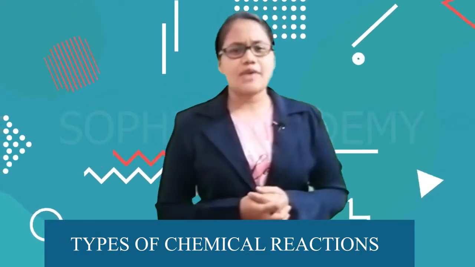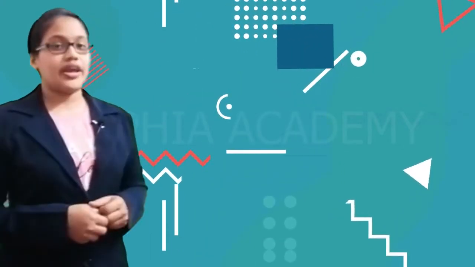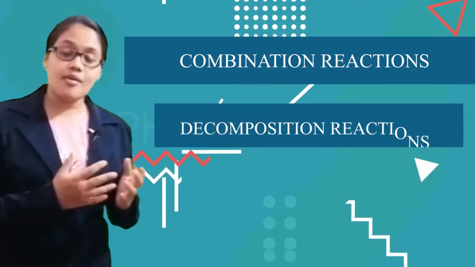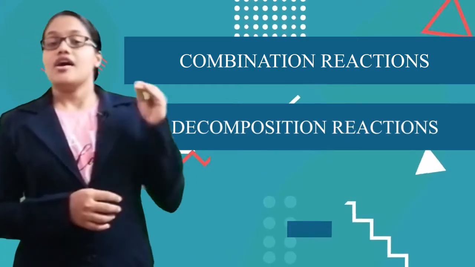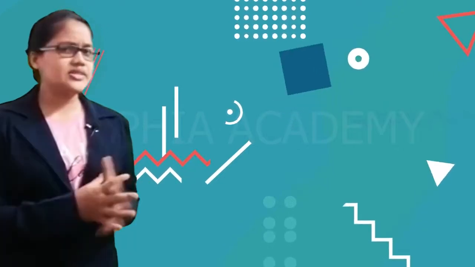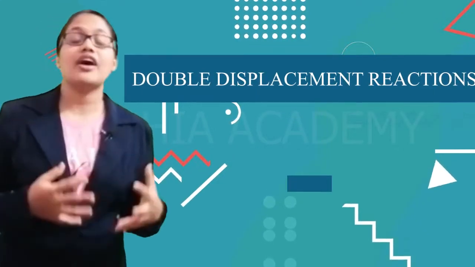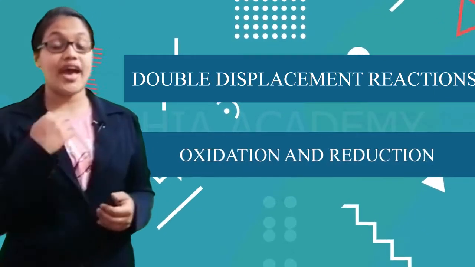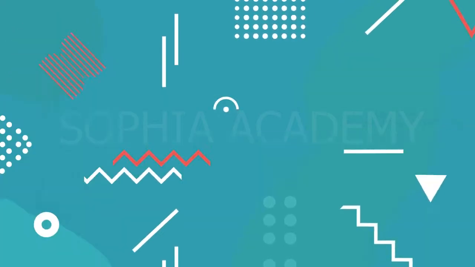Some important types of chemical reactions are combination reaction, decomposition reaction, displacement reaction, double displacement reaction, and finally oxidation and reduction. In this session, we will discuss all these reactions one by one, and let's begin with combination reactions.